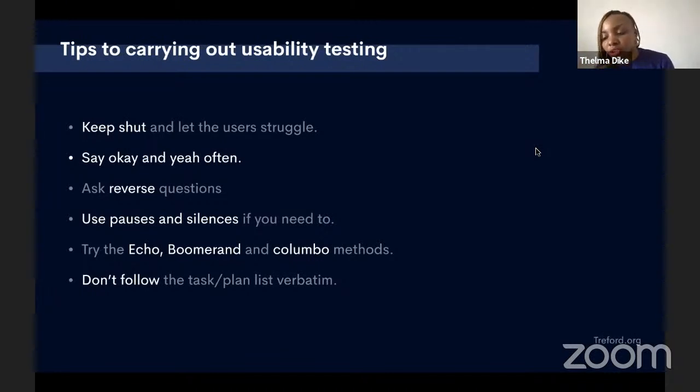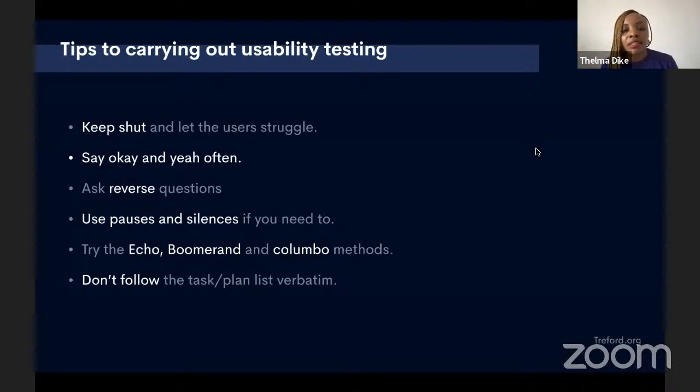Next is ask reverse questions. I tried to embed this with echo, boomerang, sorry, this is a type of boomerang and Columbo methods. What reverse question means is when a user says, oh, can I log in? You would ask, what do you think you should do? Or you ask, what would you do if you were at home? Or what would you do if you were doing this by yourself? You just ask the reverse question. Or when they say, where, you're like, where? Reverse the question to them.